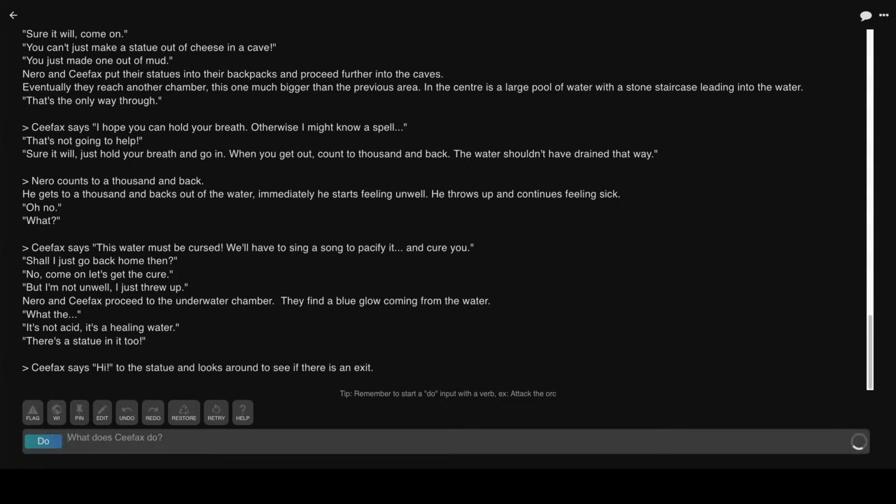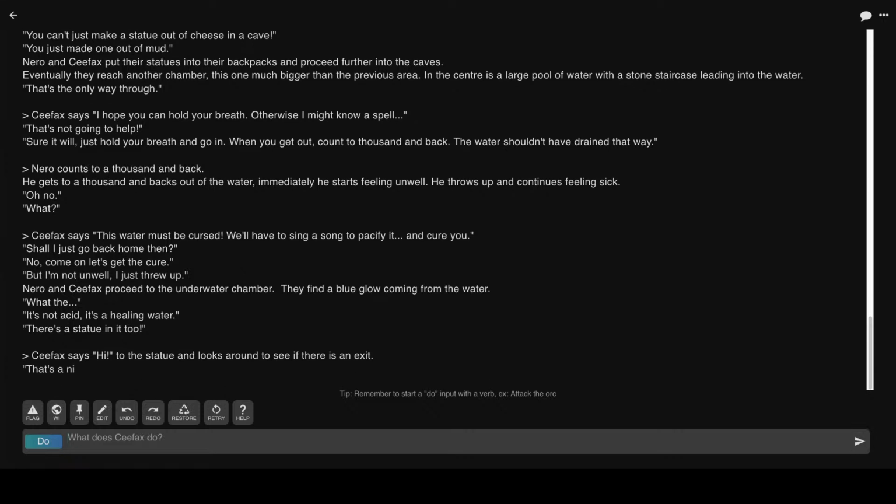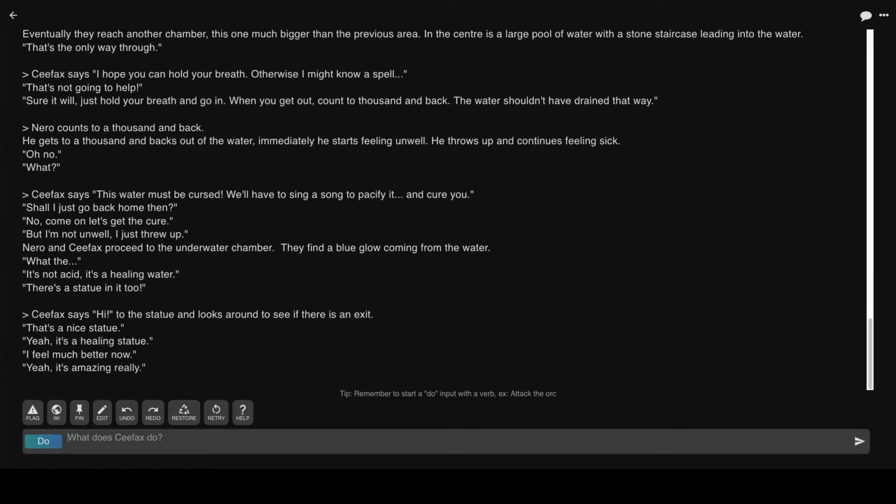Hi, statue. Cefax says hi to the statue and looks around to see if there's an exit. That's a nice statue. Yeah, it's a healing statue. I feel much better now. Yeah, it's amazing, really. It's ended up as the most mundane conversation, I think.